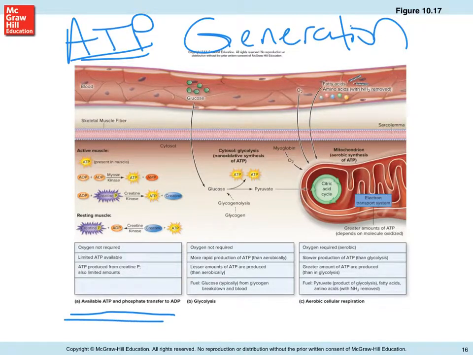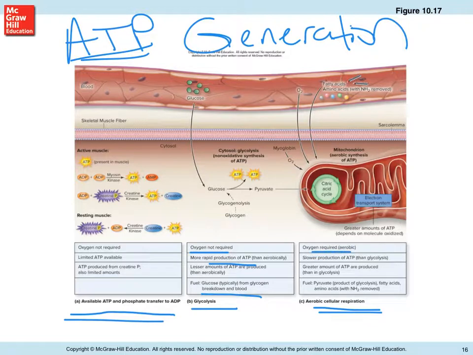Once what's available is used up, then the process of glycolysis, again, doesn't require oxygen. You have a rapid production of ATP, but it's a lesser amount of ATP than what's formed with the aerobic respiration. Fuel's going to be typically glucose. That'll last for about a minute, and then in order to get enough ATP to continue contractions, you have to have the aerobic cellular respiration.